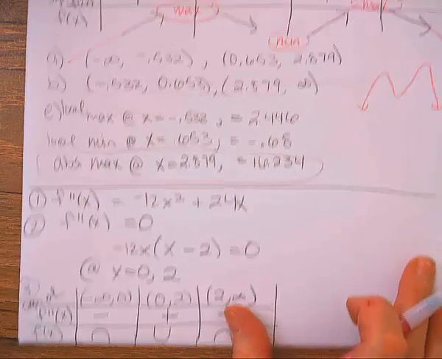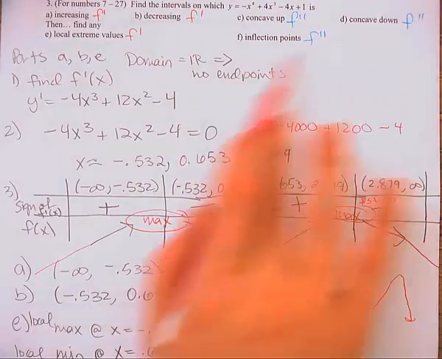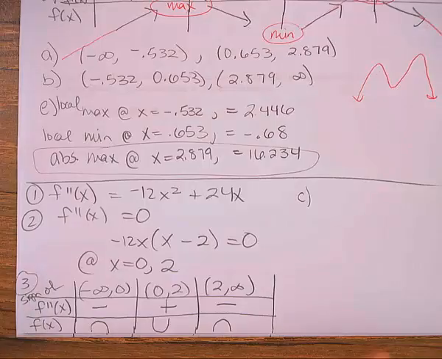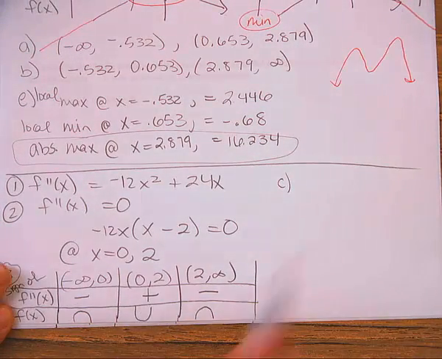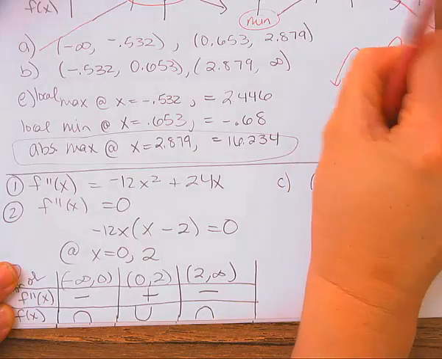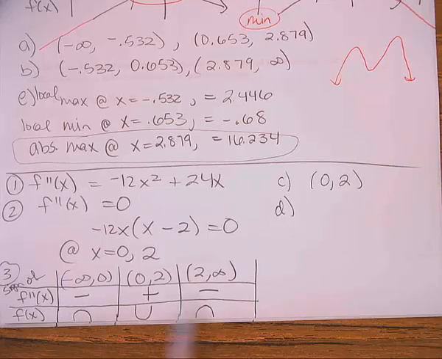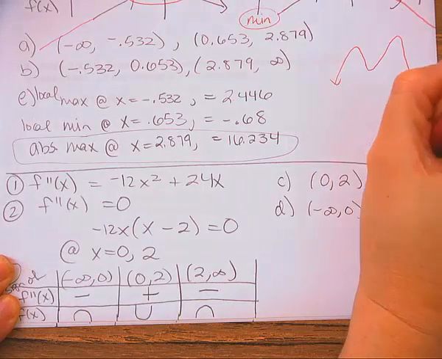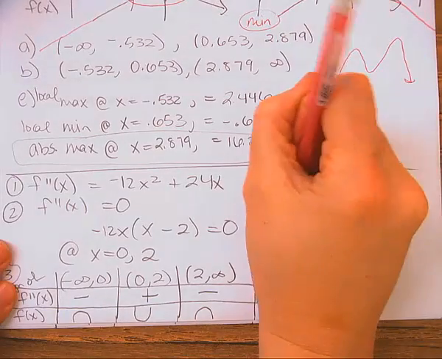So now I'm able to answer parts C, D, and F. So for part C, wanted to know where it's concave up. So that would be when the second derivative is positive, so that was between 0 and 2. Part D wanted to know when it's concave down. That's when the second derivative is negative. So that was from negative infinity to 0, and then from 2 to infinity.